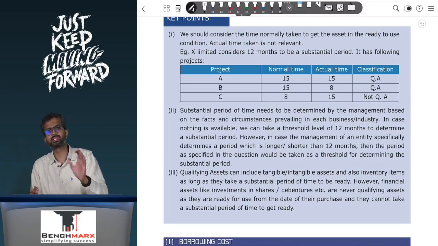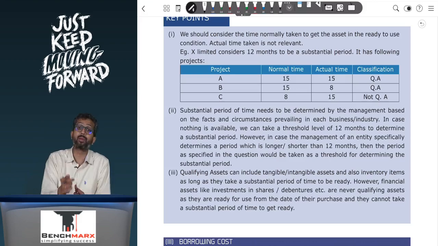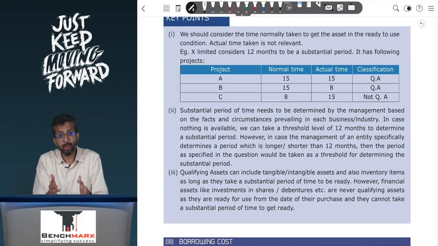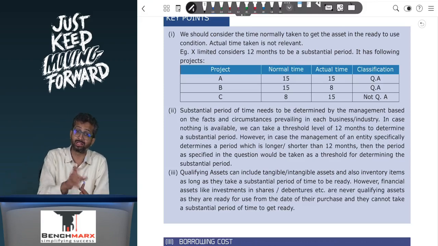So qualifying assets can be any assets, tangible, intangible, inventory, which take a substantial period of time to be ready for their intended use. Remember, if an asset is ready for intended use immediately, it is not a qualifying asset. Like I might purchase a ready to move in house, it is not a qualifying asset. I might purchase an under construction property which is taking 3 years, it is a qualifying asset.